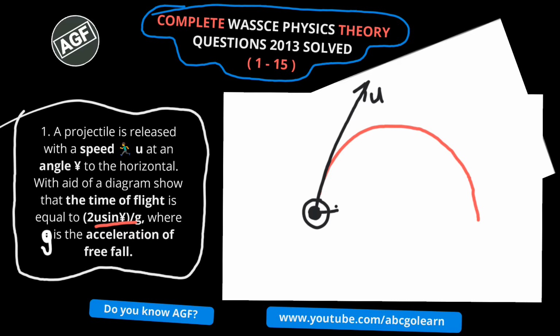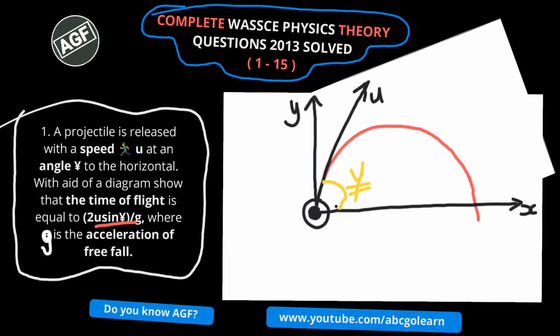This will be the horizontal component, which we usually call x, and this would be the vertical component, which we usually call the y axis. The angle between this u, just like you can see in this question, and x is this y. So with this, we can actually get the answer to this question.